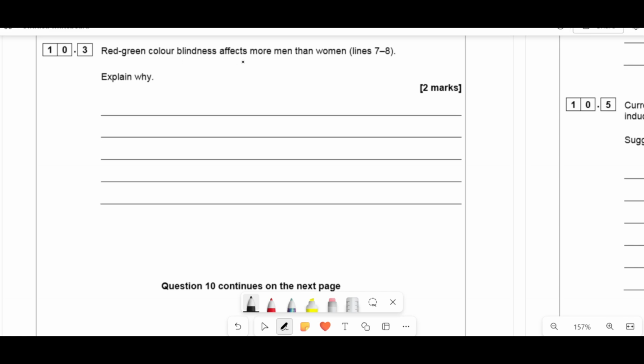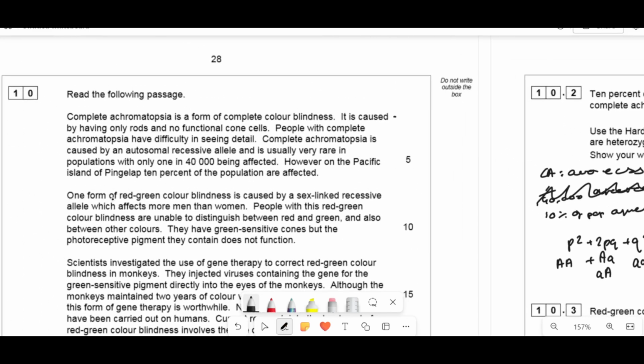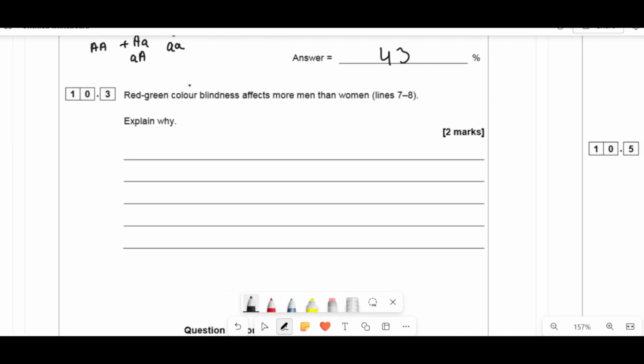So red-green color blindness affects more men than women, lines 7 to 8, explain why. So if we look at lines 7 to 8, it says here, one form of red-green color blindness is caused by a sex-linked recessive allele, which affects more men than women, and that's it. So here, they've told you that this color blindness is sex-linked. So now you need to explain why it's more common in men versus women. The only reason it could be is that this gene, or the allele, must be on the X chromosome.